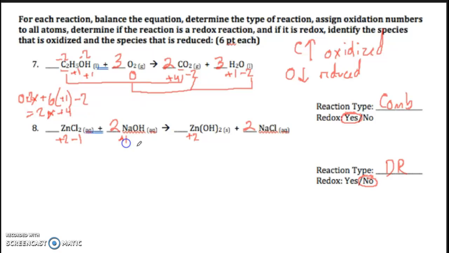Sodium is always a +1 as a group 1 metal. Oxygen -2. Hydrogen +1, that one's done. Same thing here, oxygen -2, hydrogen +1, and that sodium, if it's a +1, chlorine is a -1. So that was that one, and there's nothing oxidized, nothing reduced, so I didn't have to do any labels there.